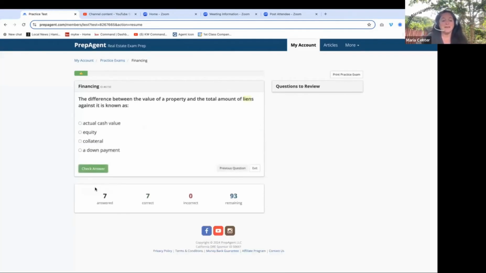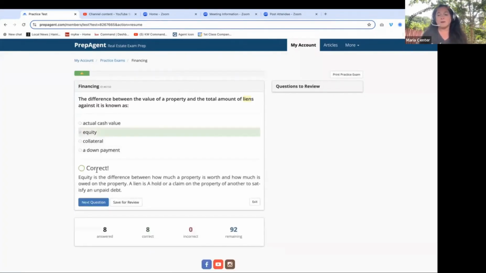Next question up. The difference between the value of a property and the total amount of liens against it is known as, is it actual cash value? Is it equity? Is it collateral, or is it a down payment? The value of the property and the total amount of liens against it. The difference between what we owe and what the value is. What do we call that? Actual cash value, equity, collateral, or a down payment?